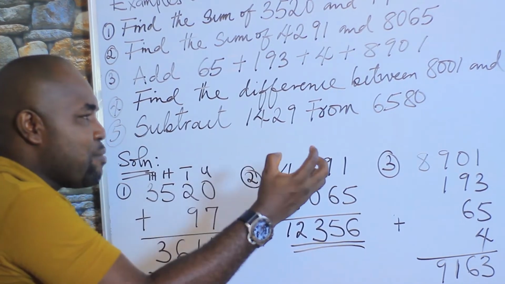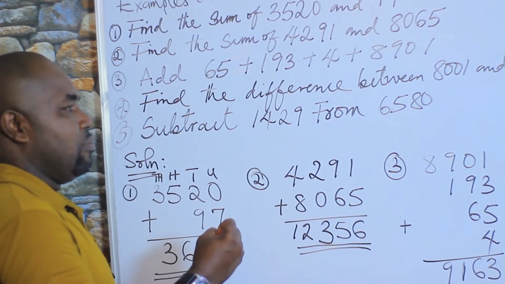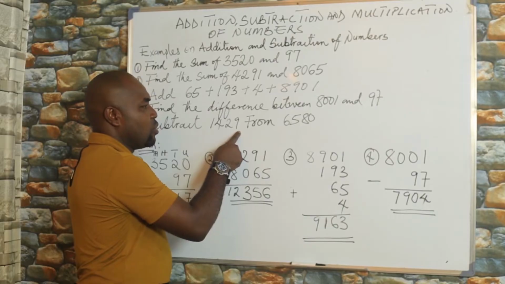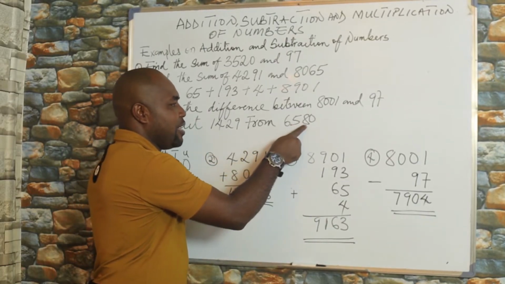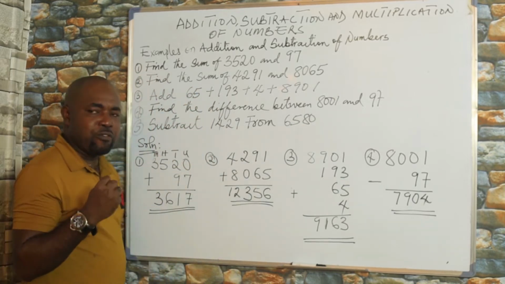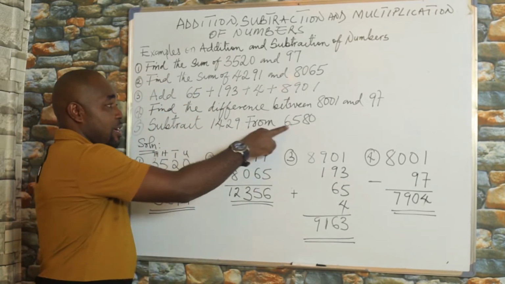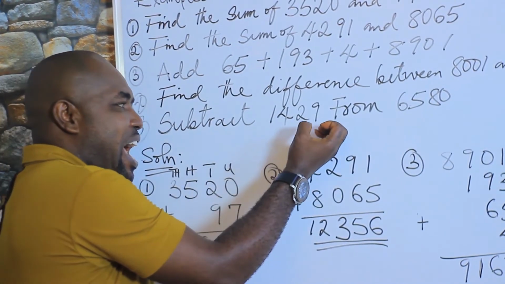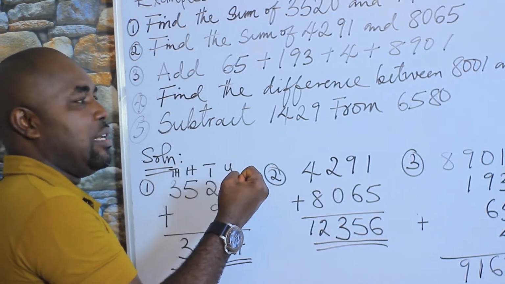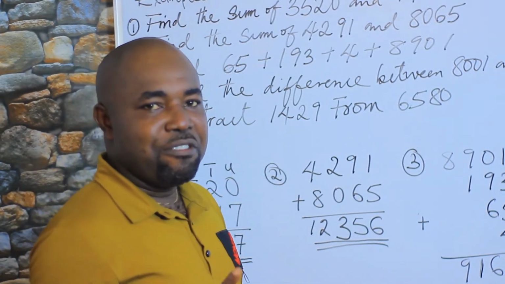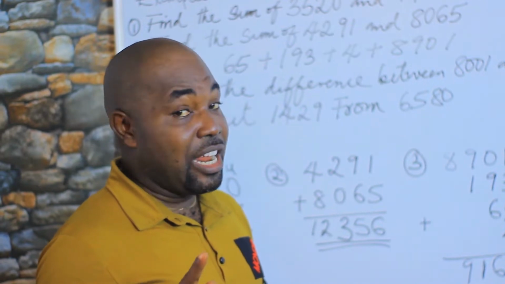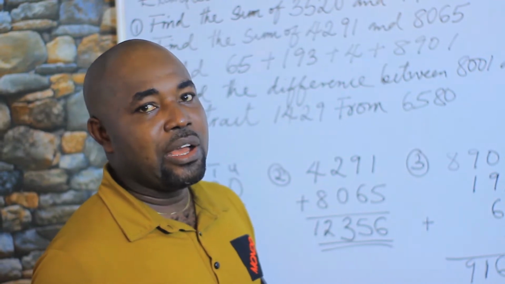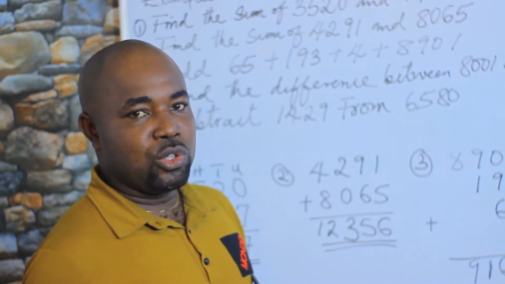Subtract, remove 1429 from 6580. Remove. That is to say, 6580 is bigger than 1429, and we are removing 1429 from 6580. That is what I want you to understand and apply whenever you have similar questions. The knowledge I want you to apply.